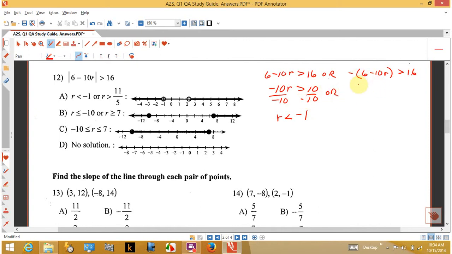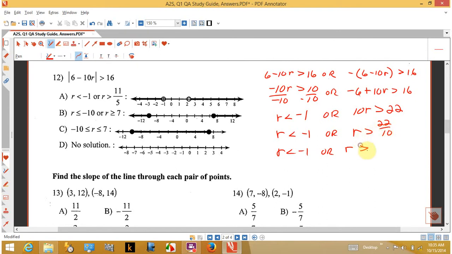Okay, on the other side, let's go ahead and distribute this one a different way. Negative 6 plus 10r is greater than 16. Now I'm going to add 6 to both sides, so I have 10r is greater than 22. And now I'm going to divide by 10. So I get r is greater than 22 over 10, which as a mixed number would be 2 and 2/10, 2 and 1/5.